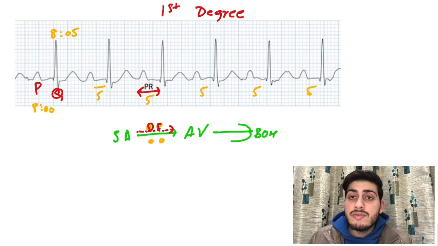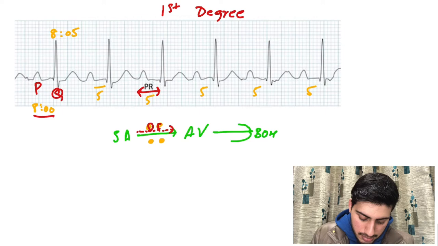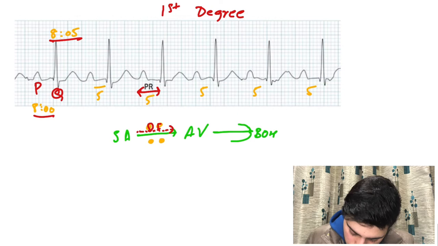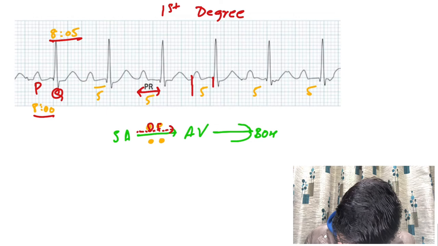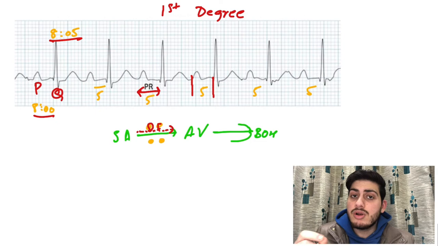How will you know it is prolonged? As I said in the story, the guy is coming at 8 a.m. and the girl is coming at 8:05. So when the distance, this is the PR segment. Wait, I'll show you. This line will be one line and this will be the other. Now you have to count the number of small boxes within this line.